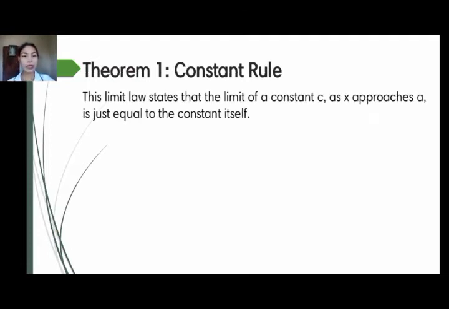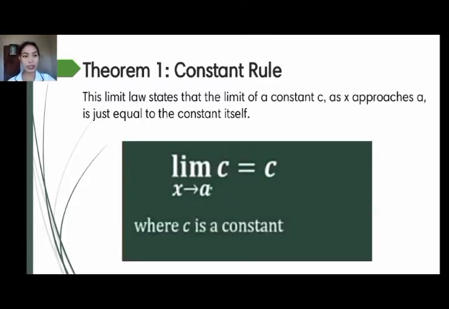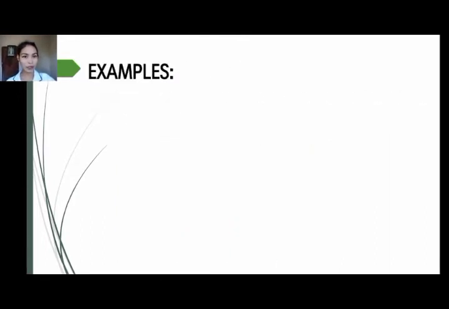This limit law states that the limit of a constant c as x approaches a is just equal to the constant itself. So if our function looks like this, the limit of c as x approaches a is just equal to c, where c is a constant number. This theorem basically means that the limit of a constant is always a constant. So I'll give you an example.